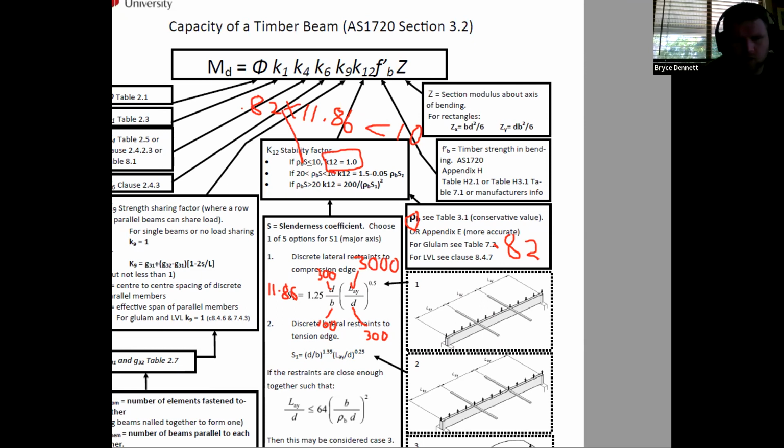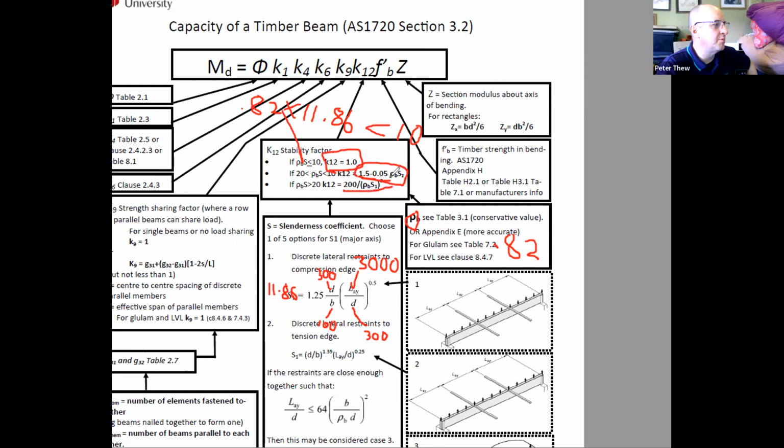And then if it's not, then we have to go through one of the other processes. If row S was 11, you have to find what K12 is by putting it into this equation here. Yeah. And if it was more than 20, you'd put it into that equation there. Okay. Awesome. Thank you.